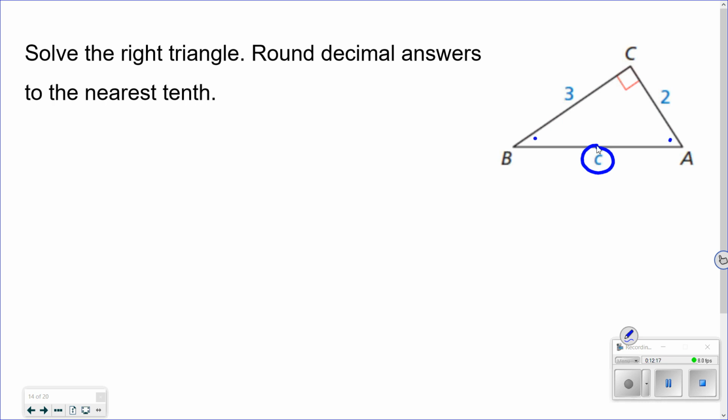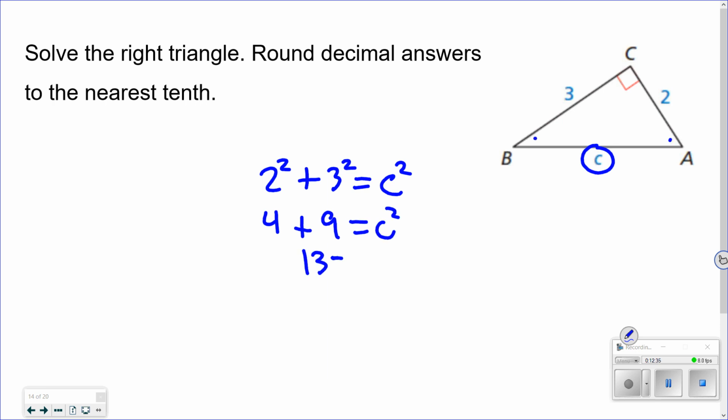Because I have two sides, I can find the third side just using Pythagorean theorem. So I'm going to use that. I'm going to go 2 squared plus 3 squared equals c squared. So 2 squared is 4, 3 squared is 9, 4 plus 9 is 13. Take the square root, so c is equal to the square root of 13. Put that up here. So c is equal to the square root of 13.